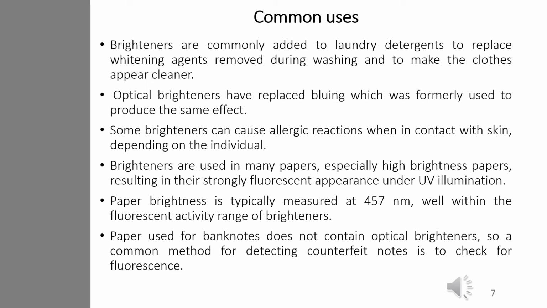Paper brightness is typically measured at 457 nanometer, well within the fluorescent activity range of brighteners. So the paper brightness is measured at the wavelength of 457 nanometer. It is well within the fluorescent activity range of the brightener. So this range works well within the fluorescent activity range of brighteners.